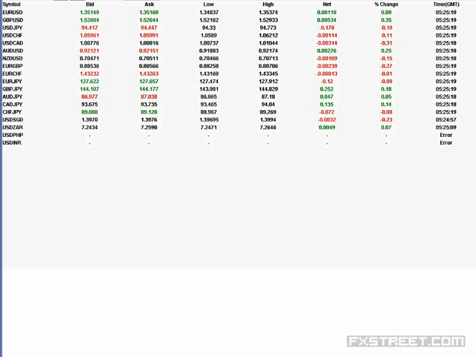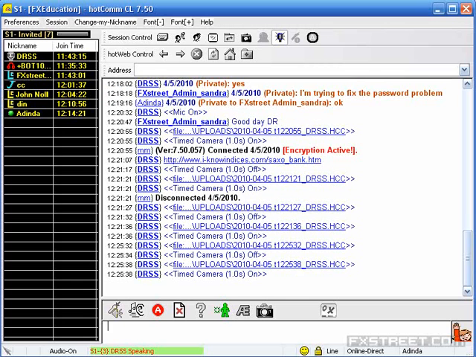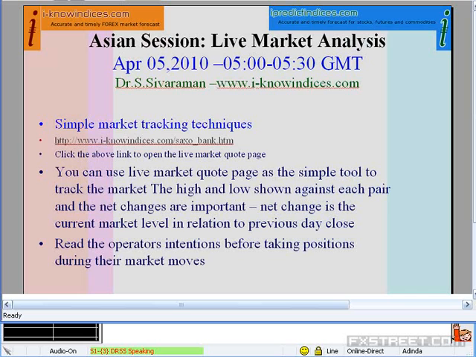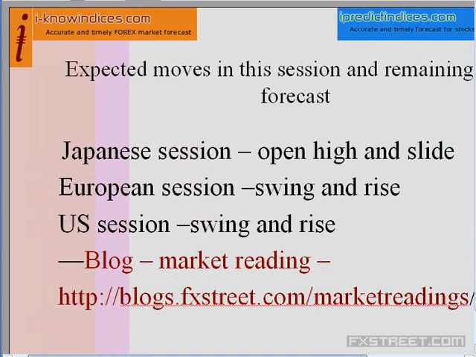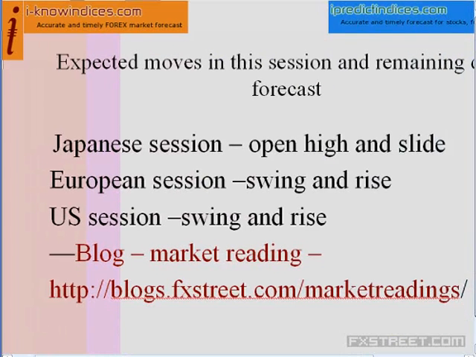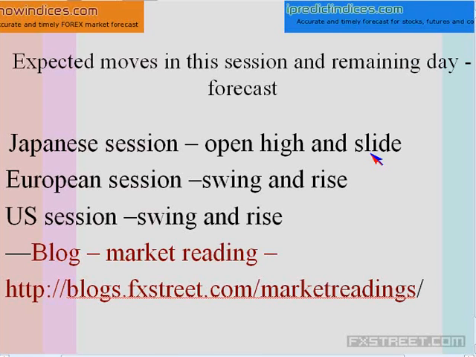So let me focus the camera over the slide and explain the expected market moves for today. So during the Japanese session, open high and slide are the expected move. And currently the time is about 5:25 GMT. So there could be a slide from the top, 6 GMT to 7 GMT towards the close or the late Japanese session.